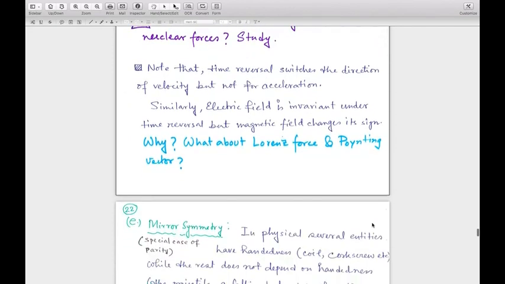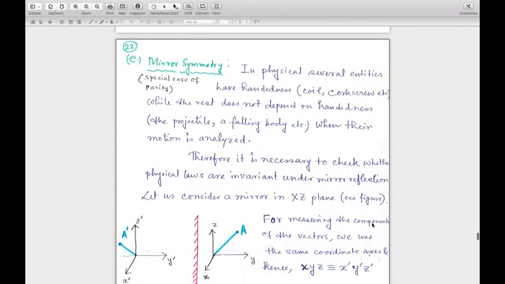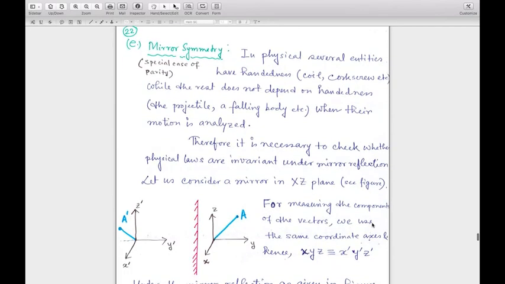Now, coming to another type of transformation, which is known as mirror symmetry, which is a special case of parity. Parity, you can read in standard textbooks what parity is. So, mirror symmetry is whether the laws of physics are identical for some system and its reflected mirror image or not.